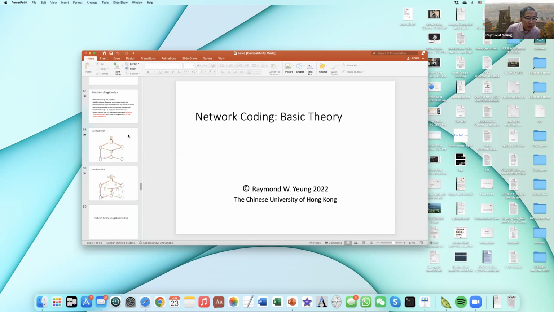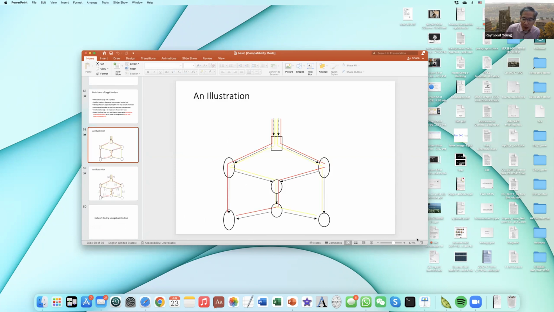Yeah, I was presenting on a PDF file on my iPad so that I can write on it, but now I need the animation.